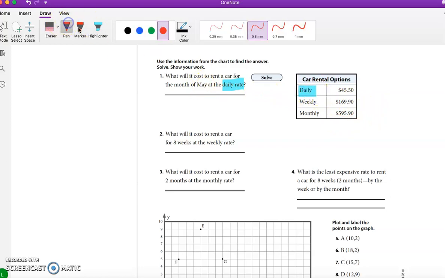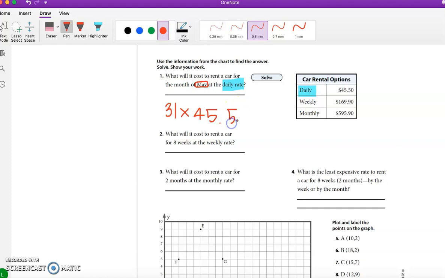However, we need to be very careful because it's not just asking how much is a daily rate, it's actually asking how much will it cost when we use it for a whole month. Then we need to do multiplication. How many days in May? We have 31 days. Because this is daily rate, I'm going to multiply 31 by 45.50.